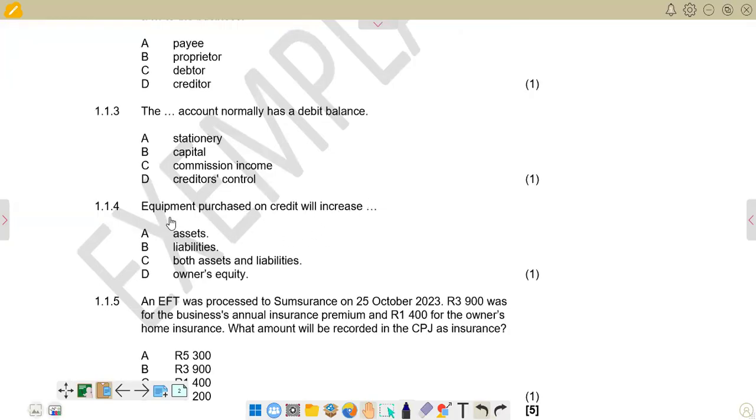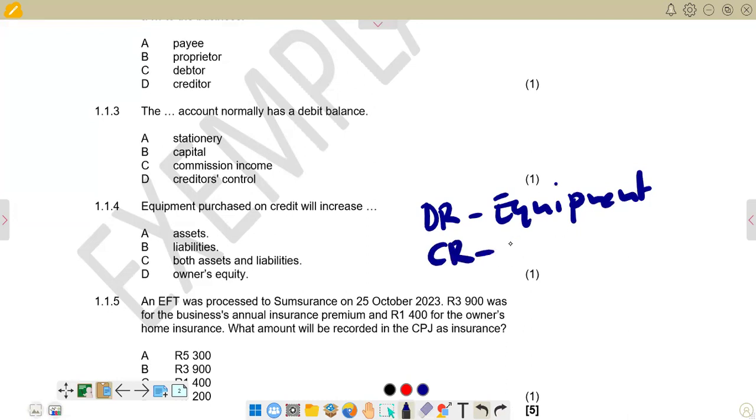Remember, whenever we purchase a fixed asset, it's going to increase our assets. But also you see that the double entry involved in this transaction is that we are going to debit our equipment as our non-current assets, and obviously we are buying on credit, which means our creditors are also increasing. So this indicates an increase in equipment as we are debiting the equipment account.